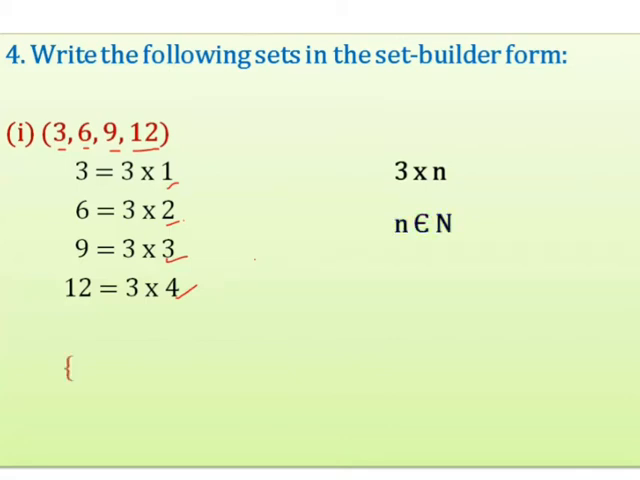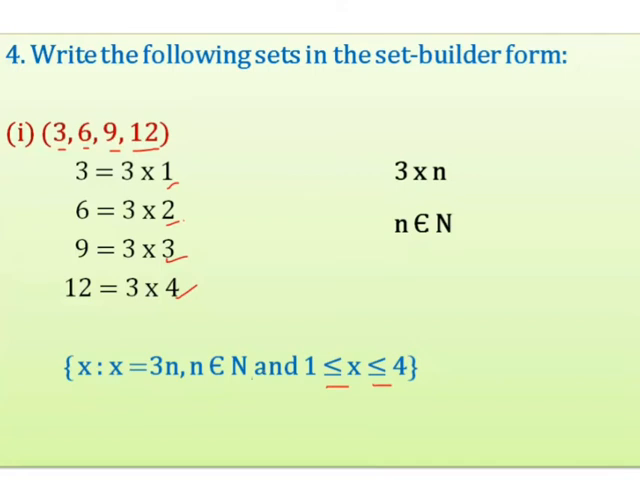Hence we can write this as x such that x is equal to 3n, where n belongs to N, and the n values start from 1, 2, 3, 4. So you are going to include 1 also. We are using the less than or equal to symbol: 1 less than or equal to x less than or equal to 4. We have to include 1 and 4 also, so that's why we are using the less than or equal to symbol. This is how you write in the set builder form.